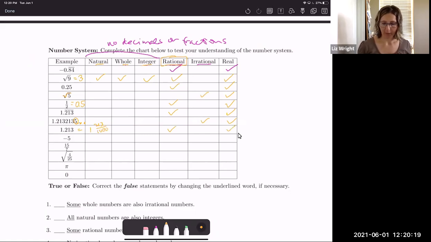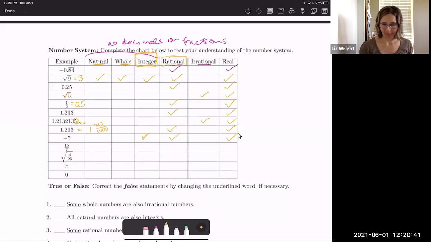-5. All right, we can come back over here. -5. Which one is it? Which one first starts including negatives? It's integers. Integers is the first one. It starts including positive and negative whole numbers. So it's going to be an integer. Will it always be a rational number if it's an integer? Yes, rational and real.